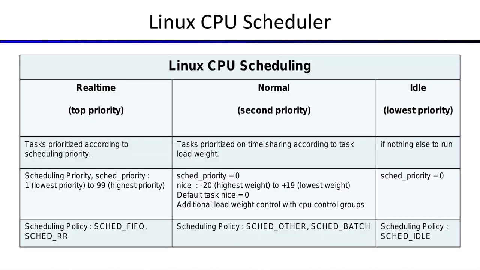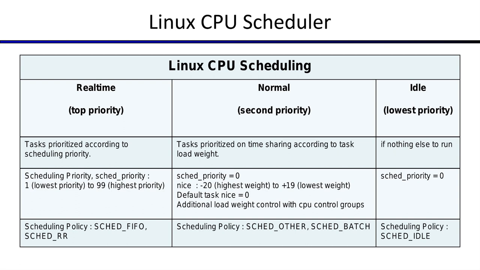So now let's get to the Linux CPU scheduler. The scheduler is in itself divided into scheduler classes. Fundamentally, there are two areas of the scheduler that are important, two high-level classes: the real-time scheduler, which is the topmost priority, and the normal scheduler, which is the second priority. Let's first go through the real-time scheduling.